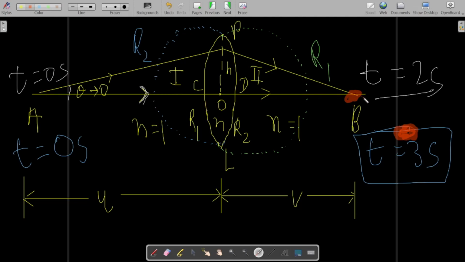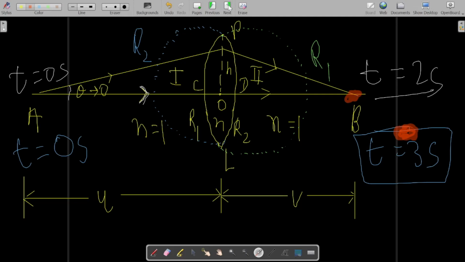If they are meeting at B, that means that both must have taken the same time to reach from A to B. If the rays are intersecting at B and forming an image, that means that the APB optical path is equal to AOB. Only then they will meet at B. Otherwise, if AOB is greater than APB, then why will they meet at B? One will be somewhere else and another will be somewhere else. They won't meet at that particular point at all.